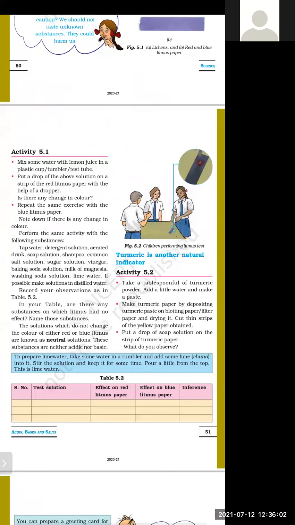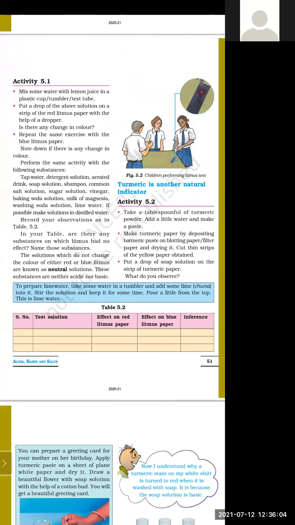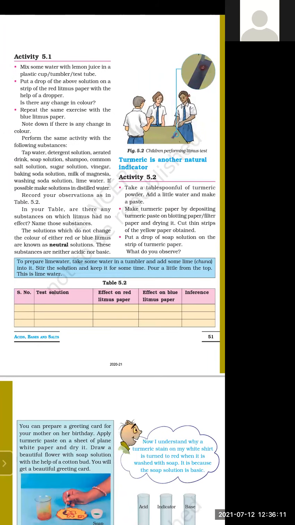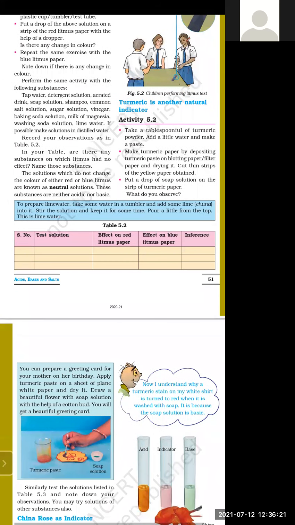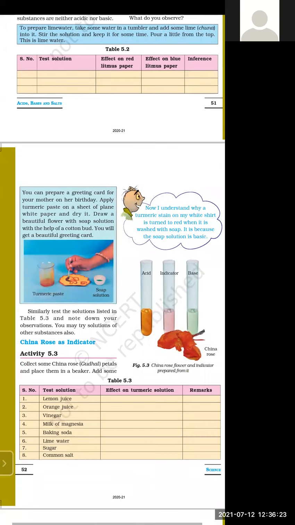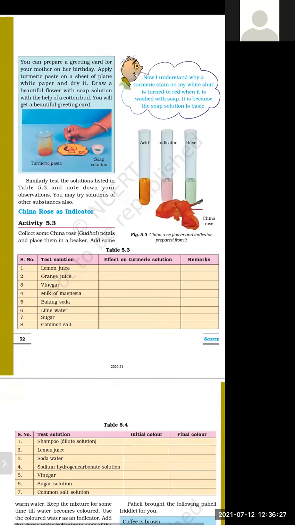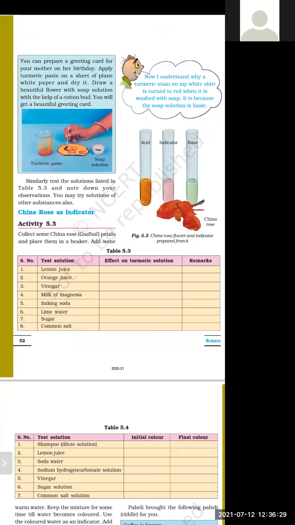Then we have another natural indicator, which is turmeric. In acidic solution and neutral solution, the color of turmeric will not change. But in basic solution, the yellow color of turmeric will change into red or magenta. So let's discuss another natural indicator, which is China rose.